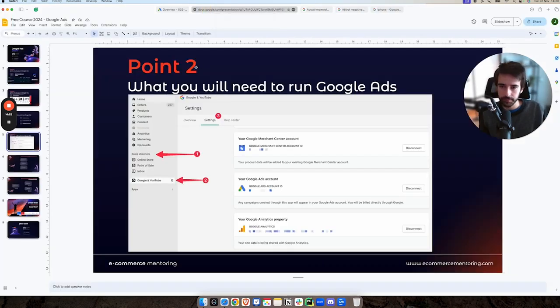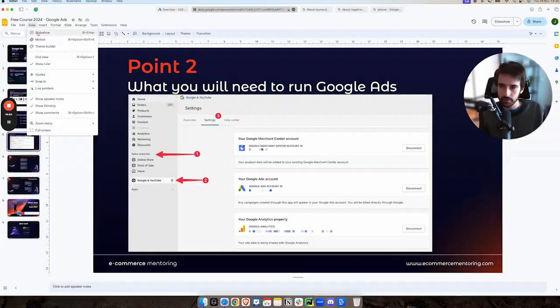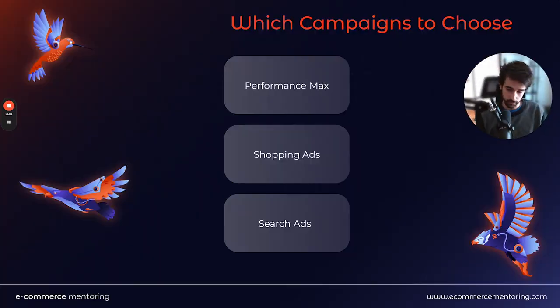So let's go back here. Let's go back into our presentation and let's talk about which type of campaigns we're going to choose. We're going to use search ads, we're going to use shopping ads, and we're going to use this third type called Performance Max. This is the new type of campaign, or the most recent type of campaign. And what it does is it incorporates all of the ads in the Google network inside of one single campaign.